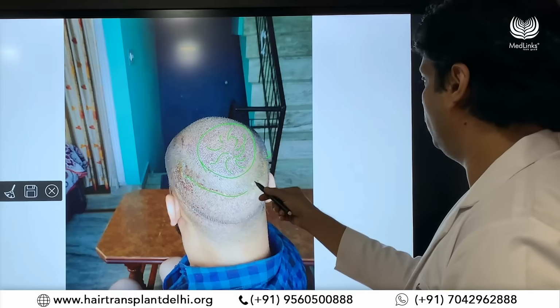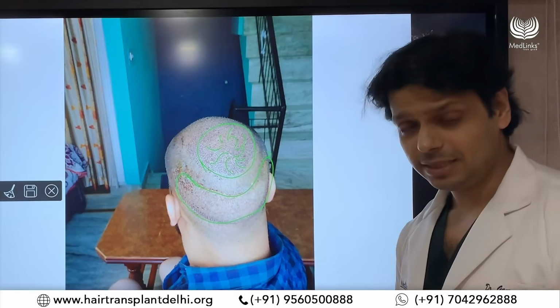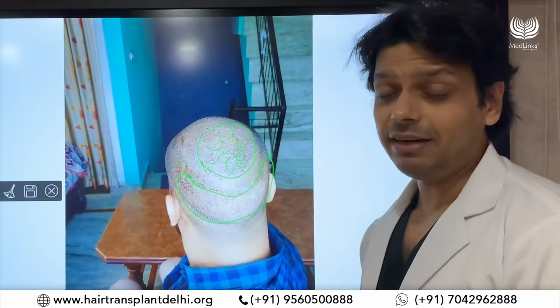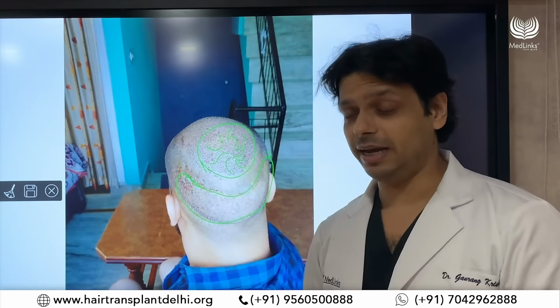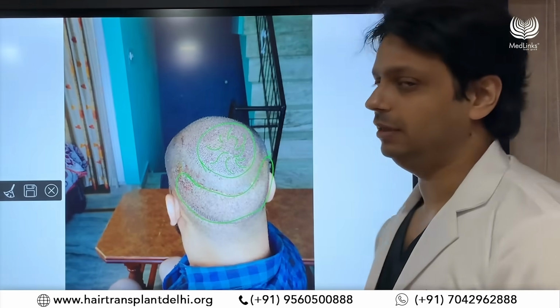This is how his donor area is healing. It may look patchy for a few days, but then gradually it recovers. The hair that we take out is not going to grow there again, but it is taken out in a way that the surrounding hair covers it up very nicely. We'll see that later.